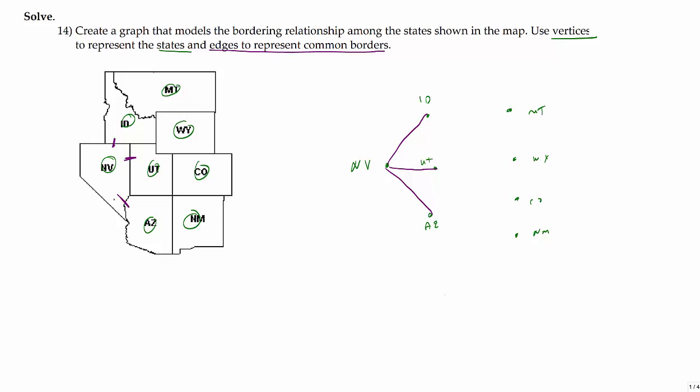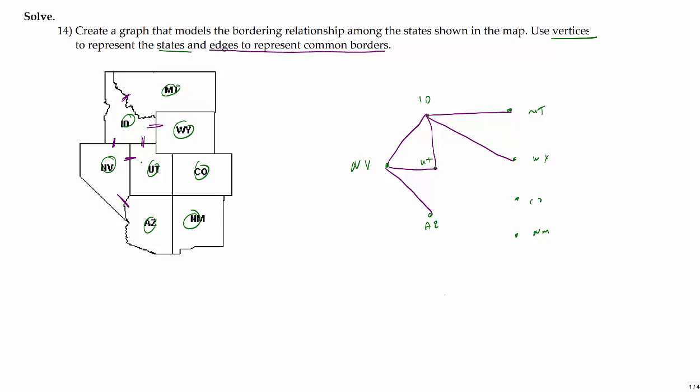I'm going to go through each state this way. Again, I like moving left to right and top down. So I'm looking at ID. I've already got this edge in here, but notice that it touches MT as well, so that has to be an edge. And it touches WY, so ID has to have an edge to WY. It also touches, notice right here I have a common border, so ID and UT have to have an edge right here. And now I've got all the states that touch ID.